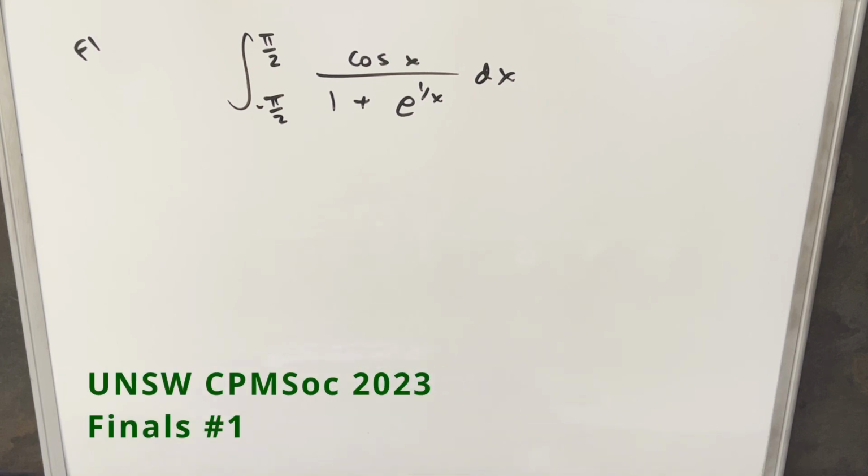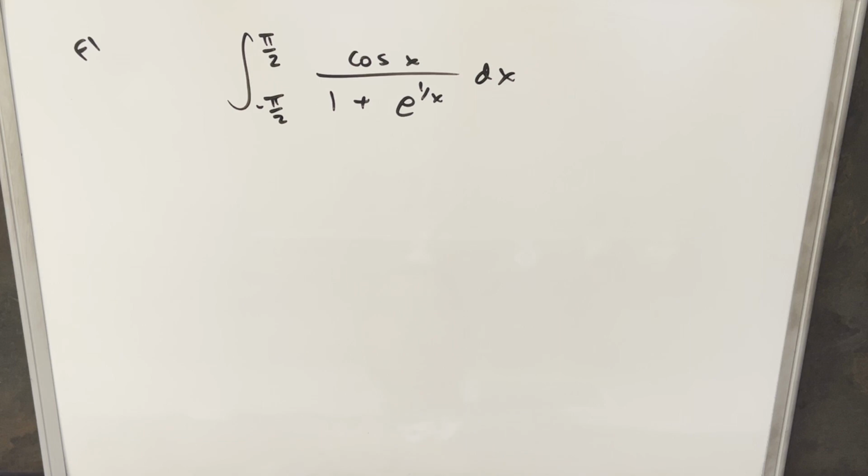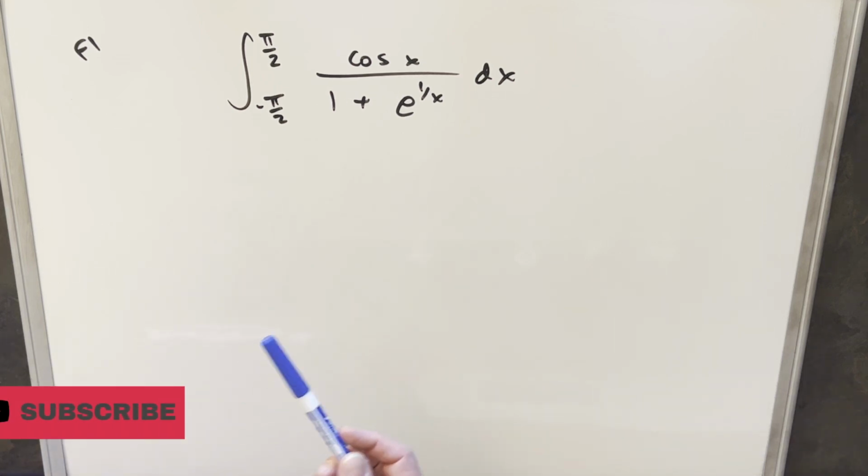Okay, we have here today another interesting integral from the UNSW CPMS Integration B 2023. This was finals problem 1. We have the integral from minus pi over 2 to pi over 2 of cosine x over 1 plus e to the 1 over x dx. Okay, and I did a problem really similar to this not too far back, just a couple weeks ago, I think. And a few things are jumping out.